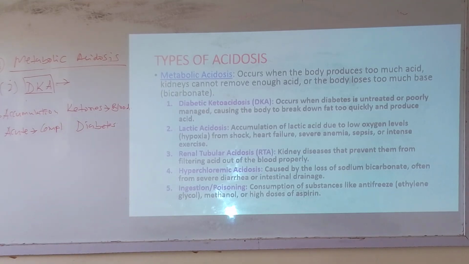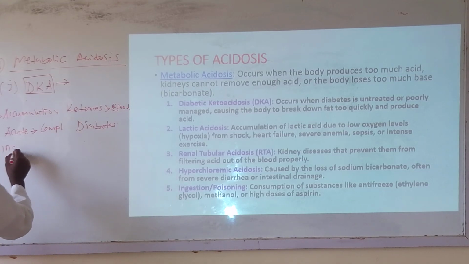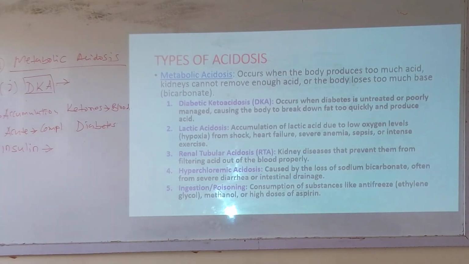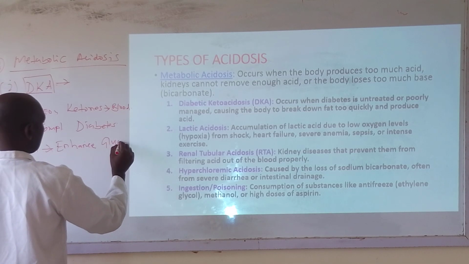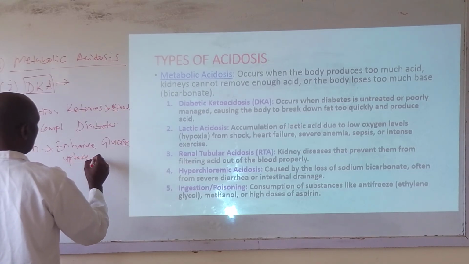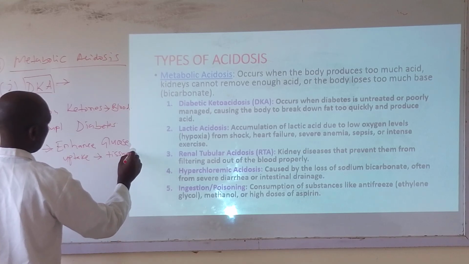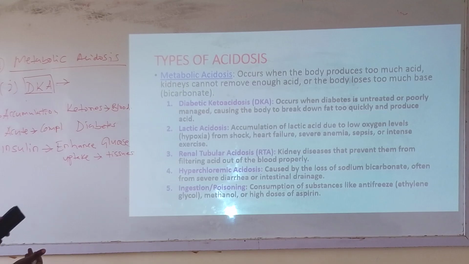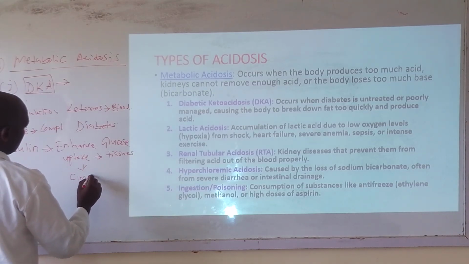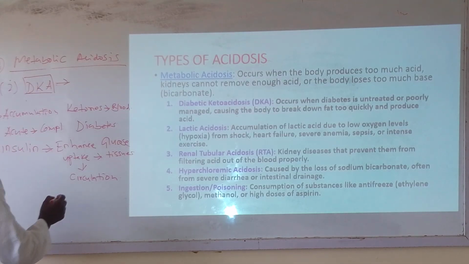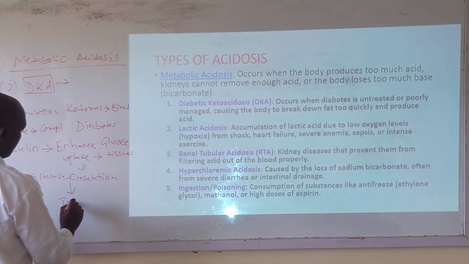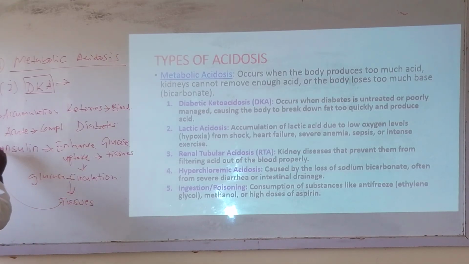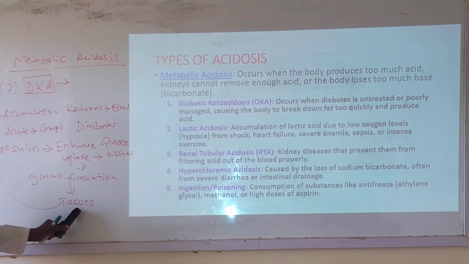So how does the scenario happen? There is this hormone called insulin. The function of insulin is to enhance glucose uptake into the tissues. So when you take food, your glucose will go into circulation, that is in the blood system. For this glucose to leave circulation and go into tissues, you need insulin. It is the insulin that extracts glucose from circulation into tissues.